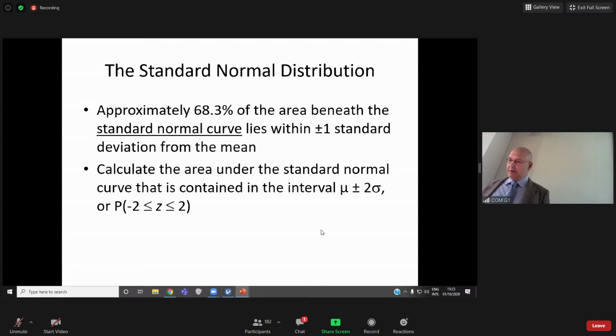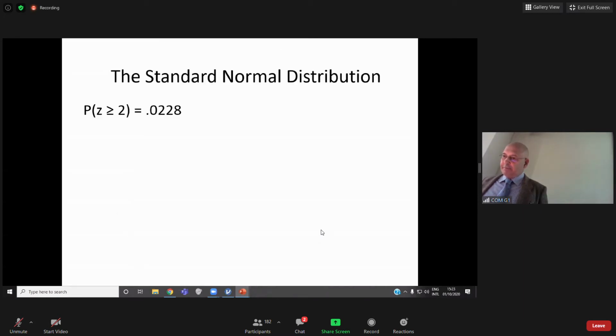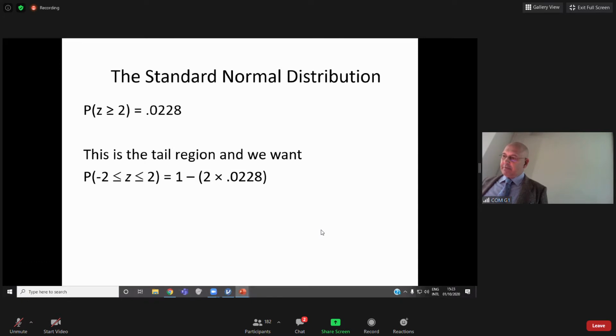Okay, well, let's go to this table. It's going to be 2 here again, and 2.0, no second decimal place. And we get a value here in the body of the table. This is the area, which is 0.0228. This is probability. And that's near enough, 0.023. Okay, there it is, the tail region that we want.